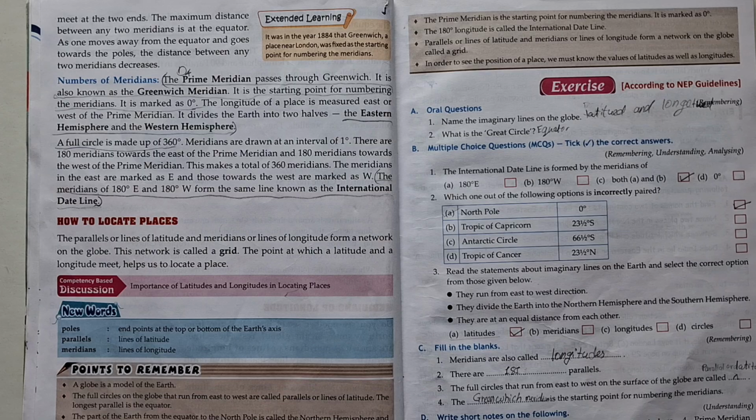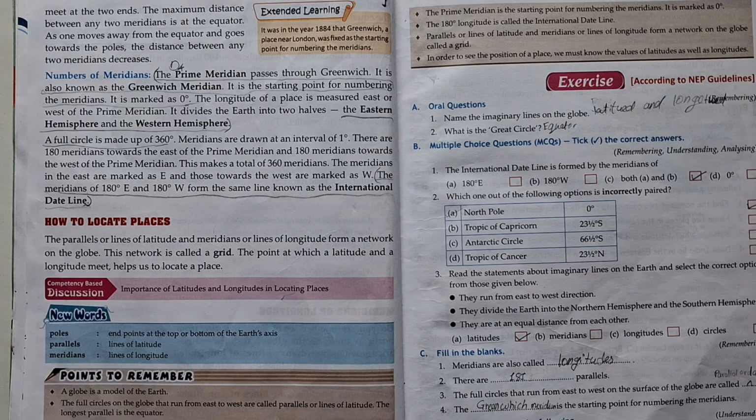Next topic, numbering of meridians. The prime meridian passes through Greenwich, also known as the Greenwich meridian. It is the starting point for numbering the meridians. It is marked as 0 degrees. The longitude of a place is measured east or west of the prime meridian. It divides the earth into two halves, the eastern hemisphere and the western hemisphere.